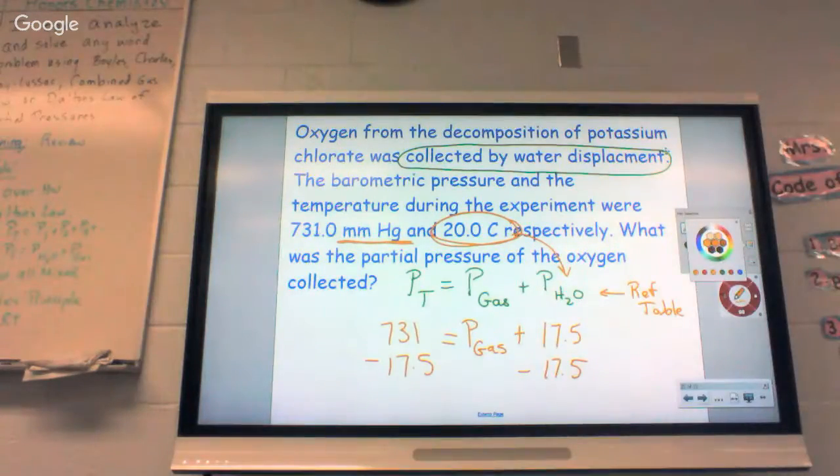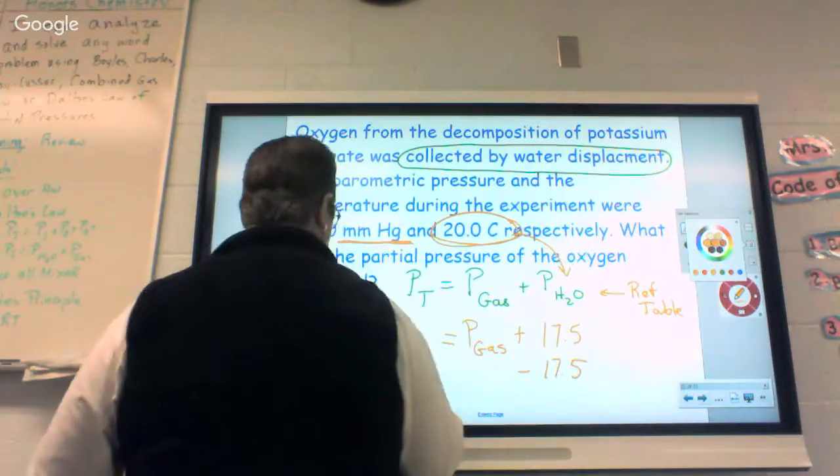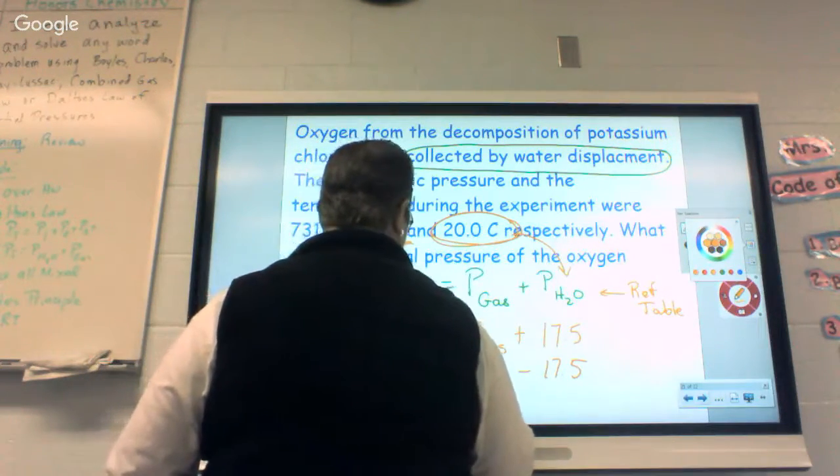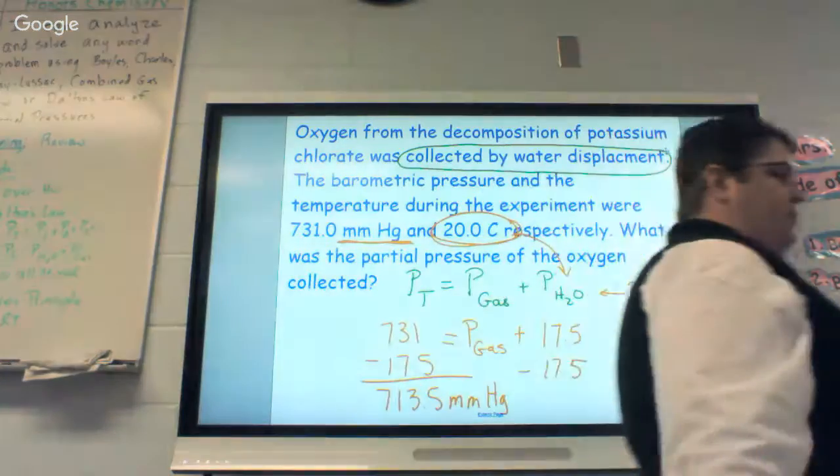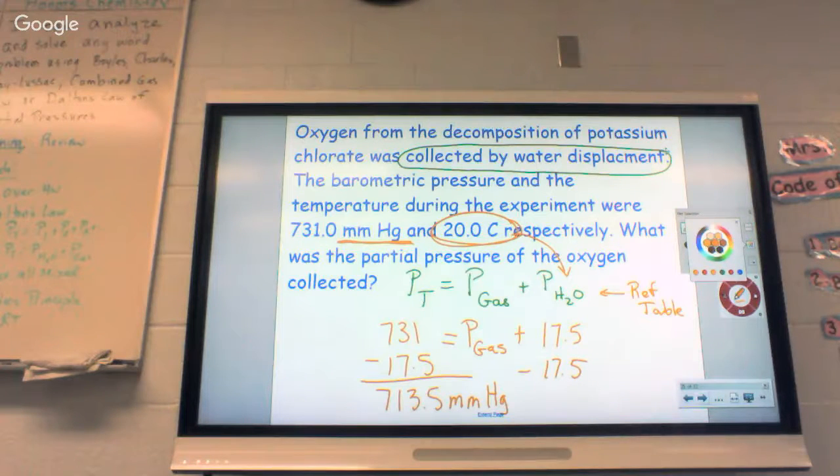So, 731 subtract 17.5 is what? 713.5 millimeters of Hg. And then you get your answer. Everybody go with that? You can write equals P gas if you want, but it's mmHg. I don't care if you write what variable it's equal to. I think Dalton's one of the easiest ones we ever do.